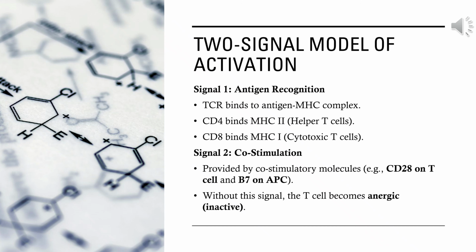Signal 2, co-stimulation. Provided by co-stimulatory molecules, e.g., CD28 on the T cell and B7 on the APC. Without this signal, the T cell becomes anergic, inactive.